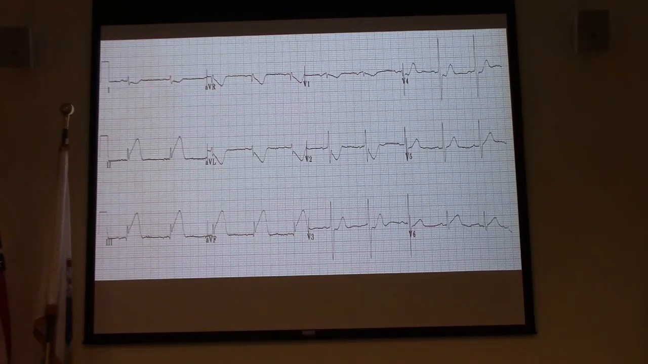But we take a look at lead 1 here. We look like we have some depression. Lead 2, we have elevation. Lead 3, we have elevation. AVL, we have depression. AVF, we have elevation. Inverted T wave in V1.